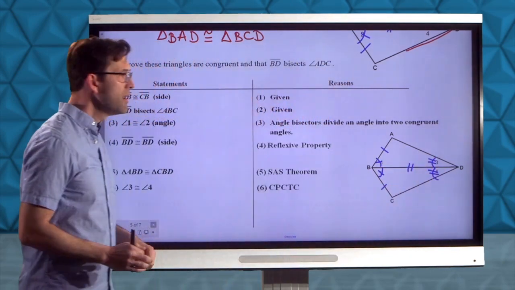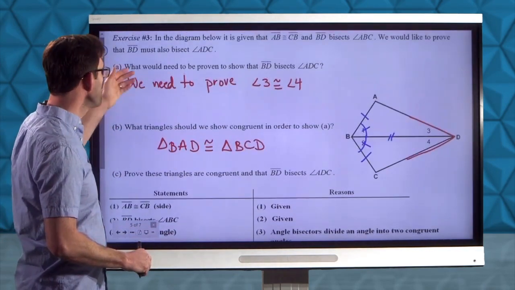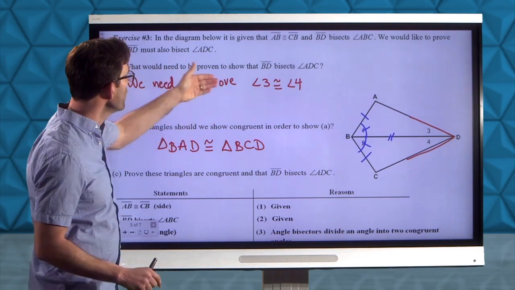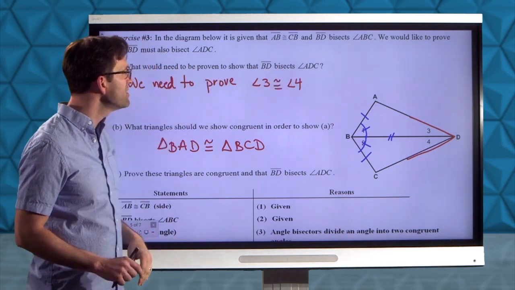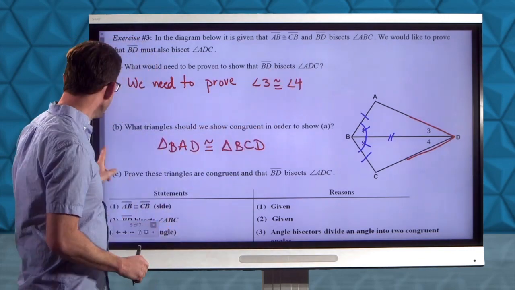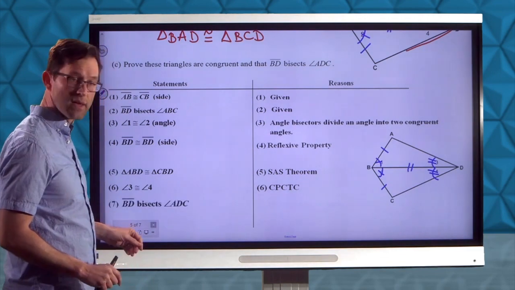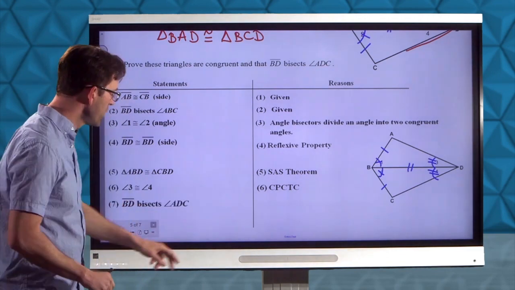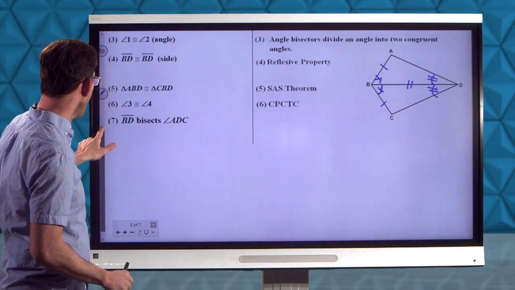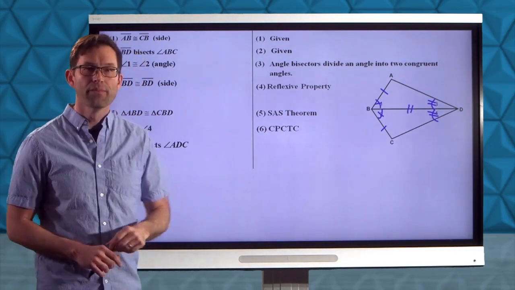All right? Now, the reason that I said that goes all the way back up to letter A. What would need to be proven to show that BD bisects ADC? Well, 3 would have to be congruent to 4. So what is the final thing I'm going to say? Well, I'm going to say what I set out to prove. Let me extend the page a little bit so you might be able to see this a little bit better. I'm going to say BD bisects angle ADC.